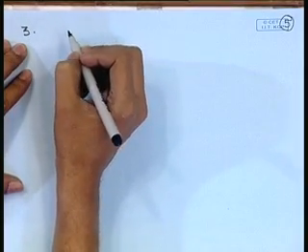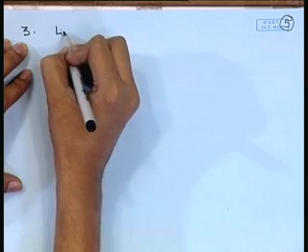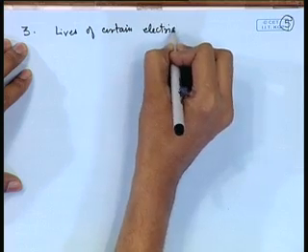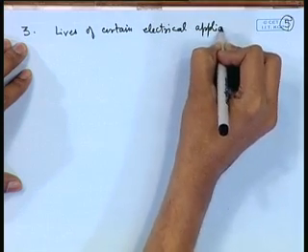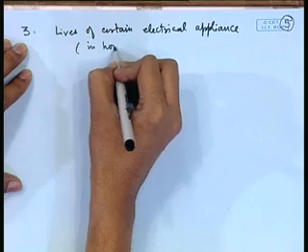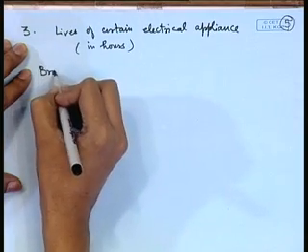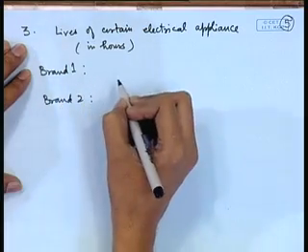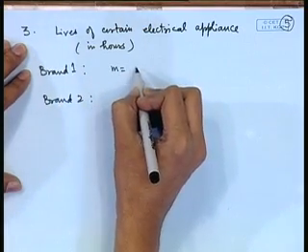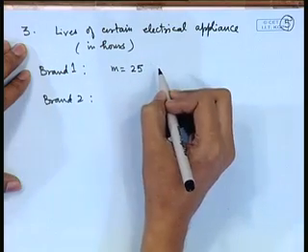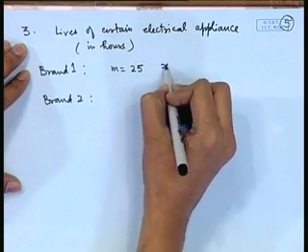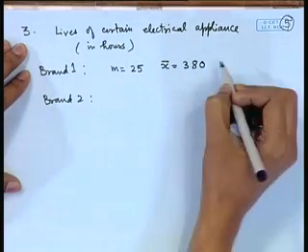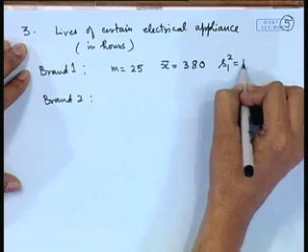Let us consider, say, lives of certain electrical appliances, in hours. So, we have two brands of appliances, we want to compare the average lives here. For the first brand, 25 units were selected at random and put on the test, and their average life was observed to be 380 hours with a sample variance of 100.